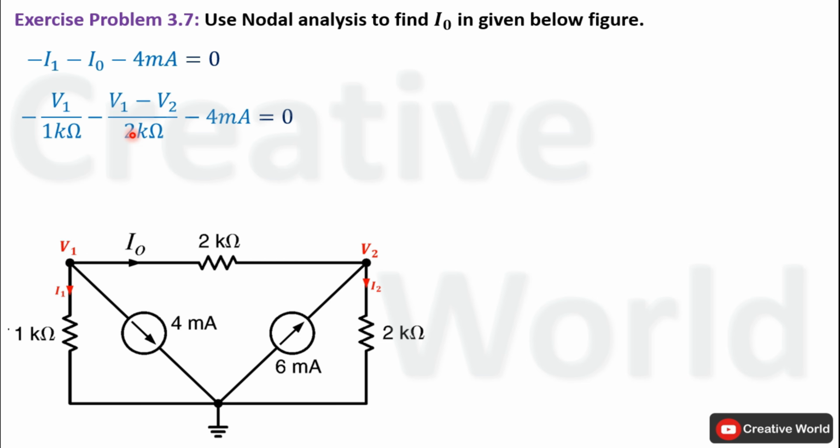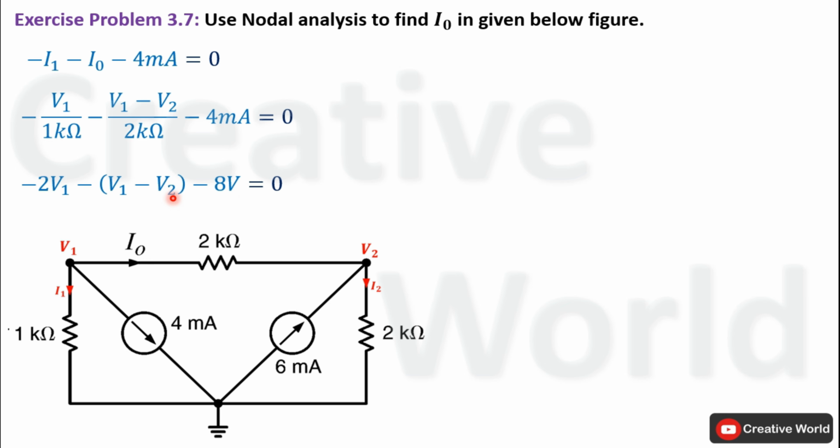Now in order to omit all denominator values, we will multiply this equation on both sides with 2 kilo ohm. Product of 2 kilo ohm and denominator 1 kilo ohm will cancel out with each other. Only 2 will be left, and that 2 will be multiplied with V1. It will become 2V1. Here product of 2 kilo ohm and denominator value 2 kilo ohm will cancel out with each other. Only V1 minus V2 will be left. Here the product of 2 kilo ohm and 4 milliampere will result in 8 volt.